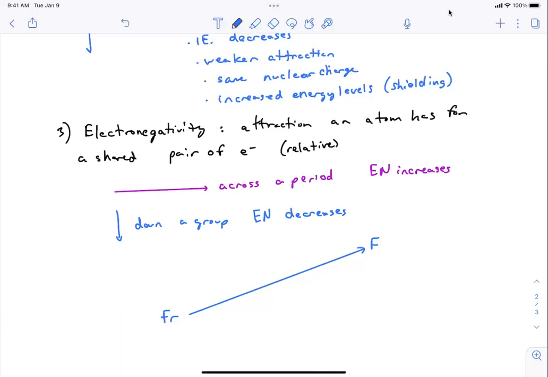Questions? Yes, Mateo. The values of electronegativity that we see on a periodic table are relative numbers. They're not kilojoules or joules like other numbers, they're relative to each other. So like fluorine's 4.